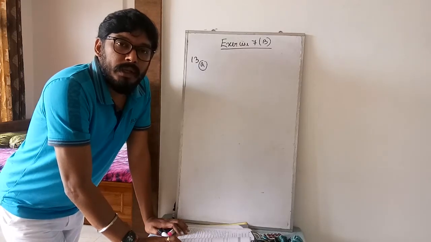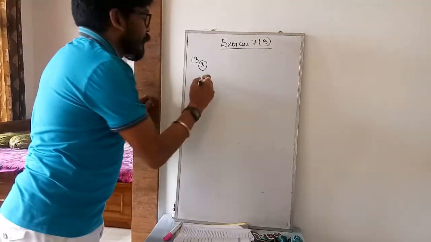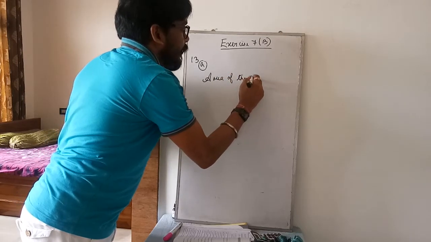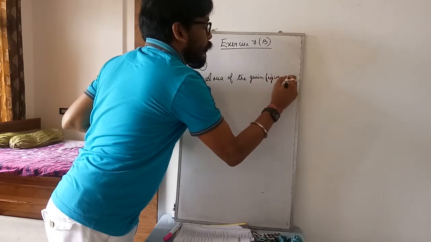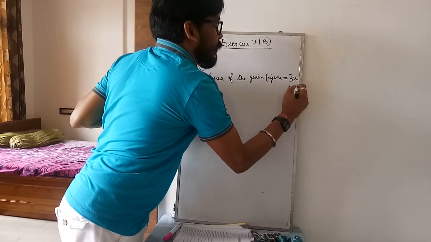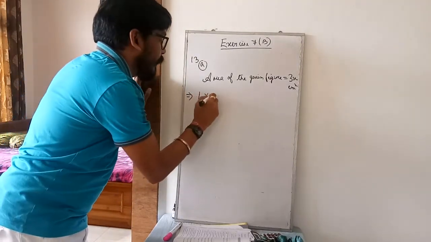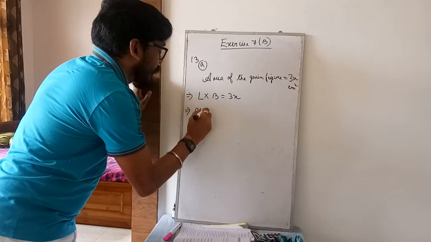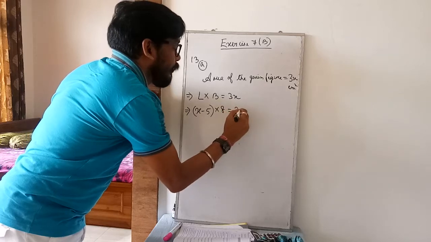So when we talk of the area of a rectangle, it is length into breadth. And how much is the area given? 3x. So I will write: area of the given figure equal to 3x centimeter square. Hope it is clear. So area of the given figure, the figure is rectangle shaped, so length into breadth equal to 3x. Here how much is the length given? x minus 5. So put it in a bracket, breadth given 8, so into 8 equal to 3x.